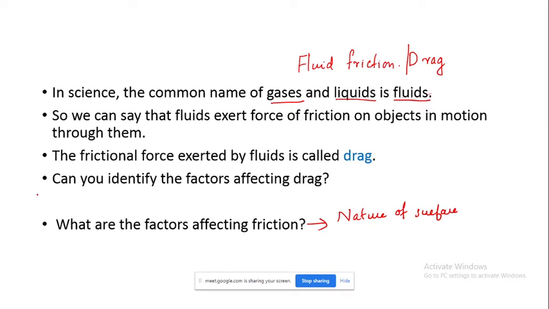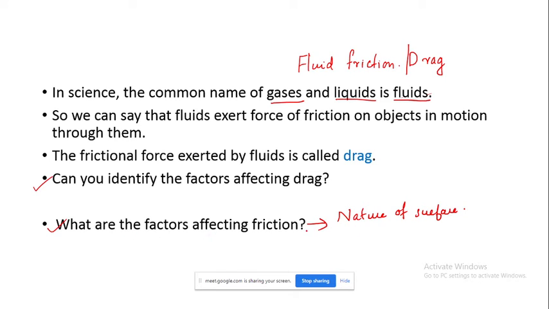Are you answering this question or this one? Ma'am, nature of surface is friction's condition only, na ma'am? Yeah. Ma'am, if it is in liquid, how much it is flowing, ma'am? Okay, how much force? Pranati, we will come to this drag, the factors affecting drag. Let's hold that there. Let's first recall what we have learned about the factors affecting friction.